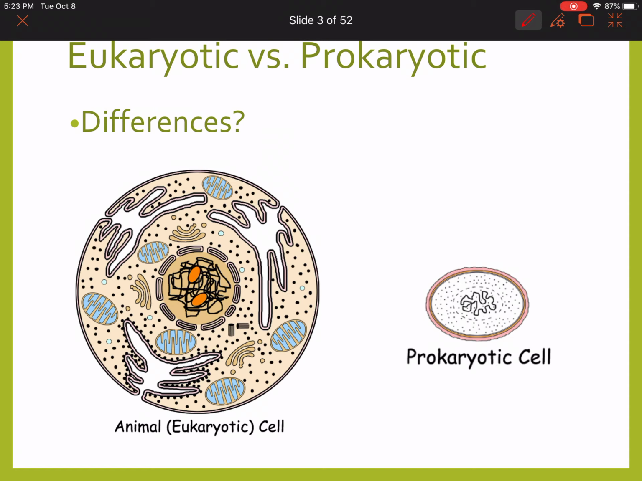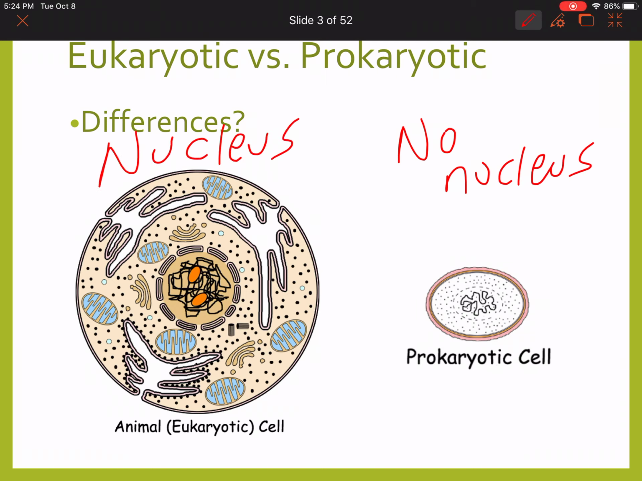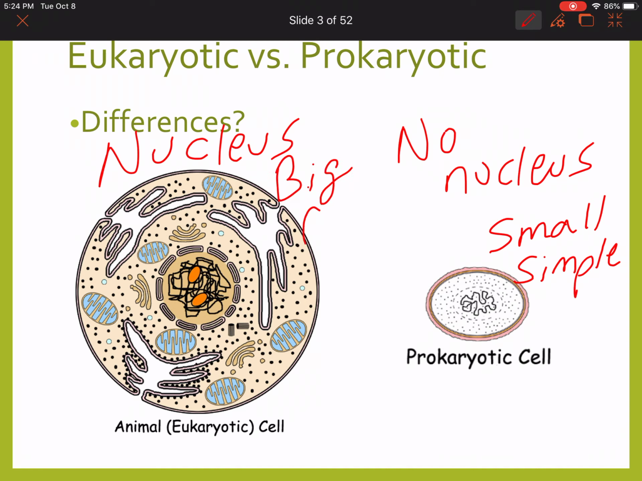But just to go over it, the most important difference between eukaryotic and prokaryotic cells: prokaryotic cells have no nucleus. That is their defining feature. Eukaryotic cells have a nucleus. Some secondary differences: the prokaryotic cell is very small and it's simple. On the other hand, the eukaryotic cell here is very large, it's big, and it's quite complex. When we study the cell, we study eukaryotic cells, and prokaryotic would be too easy. Okay?